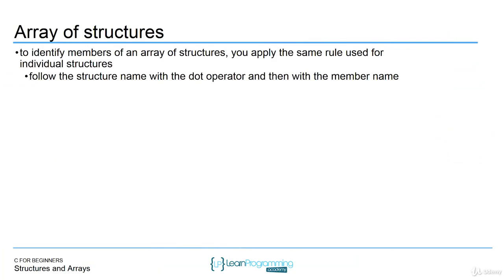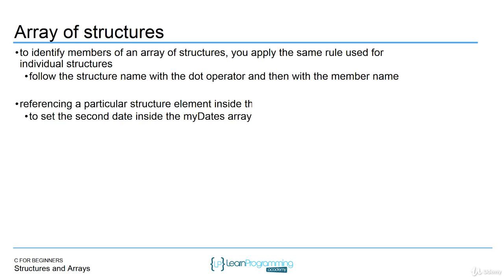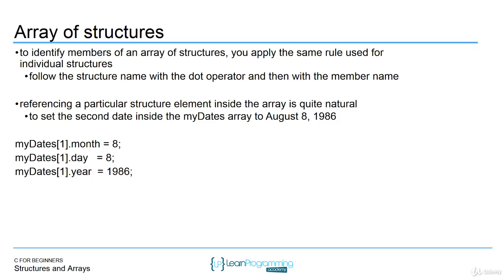To identify members of an array of structures, you apply the same rule you use for individual structures. You follow the structure name with the dot operator and then the member name. Referencing a particular structure element inside the array is quite natural. To set the second date inside the myDates array to August 8, 1986, you specify the name of the array, myDates, and you specify the index. We're specifying the second date. Remember, arrays are 0 based, so we say myDates sub 1.